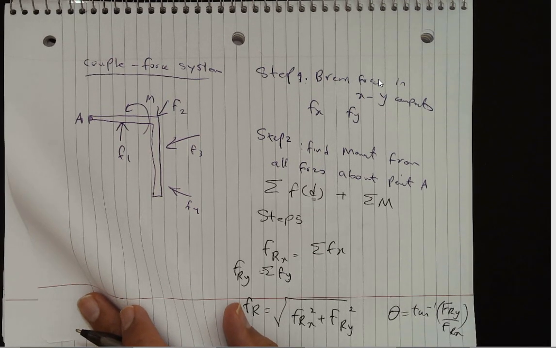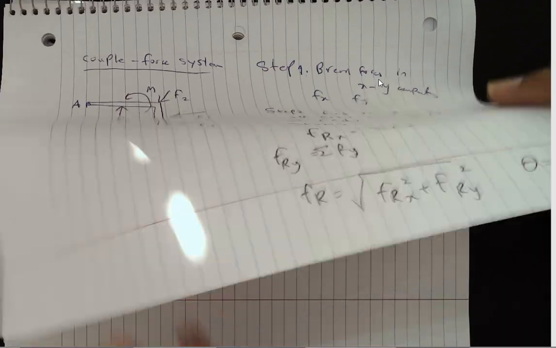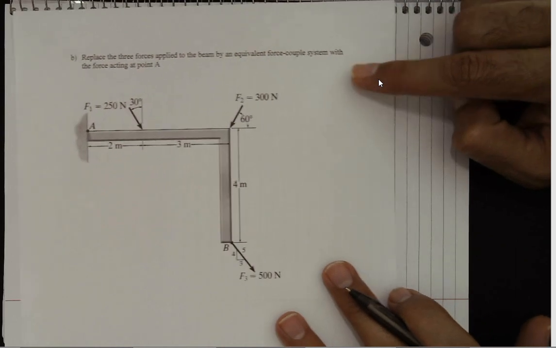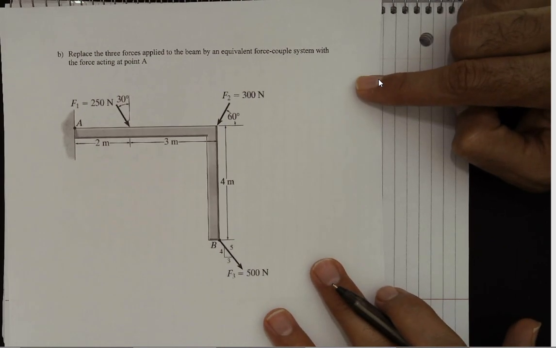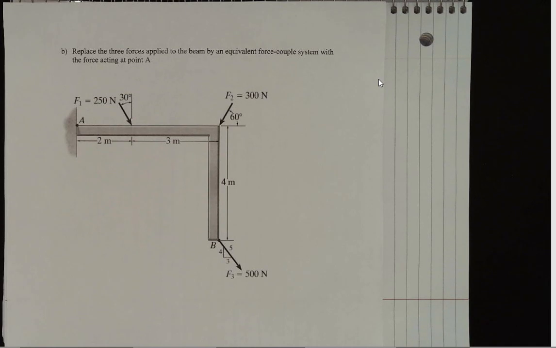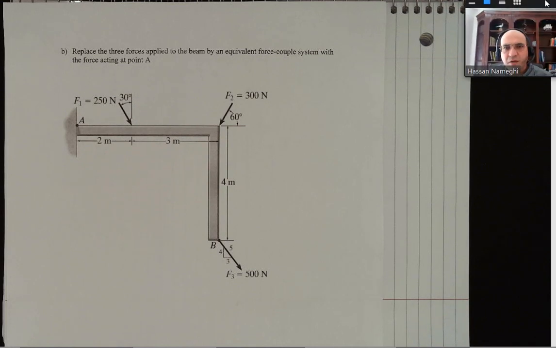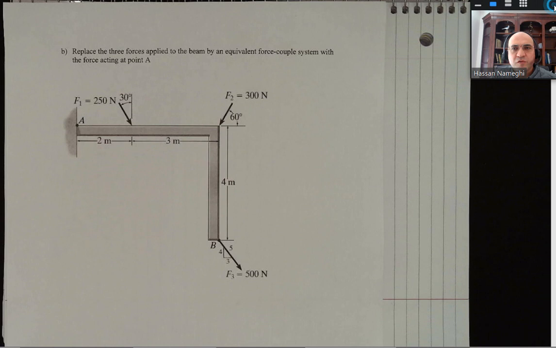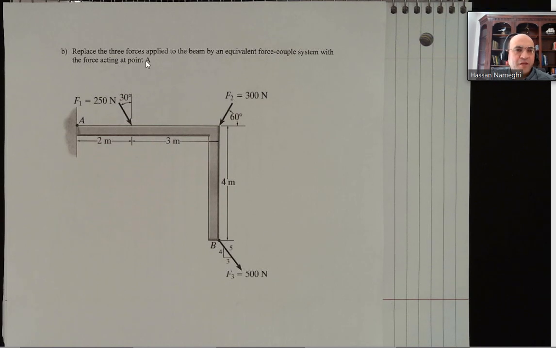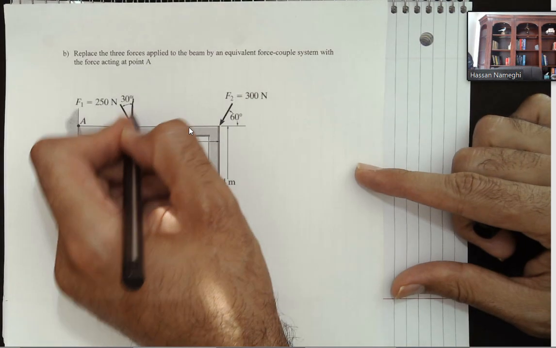Let me make the lecture shorter and just do an example. In this example, I want to replace all three forces that apply in this system with one couple moment at location A. How can I do that? I would follow the steps that I mentioned a minute earlier. The first step was to break them into X and Y. Again, we already did this in the other video.